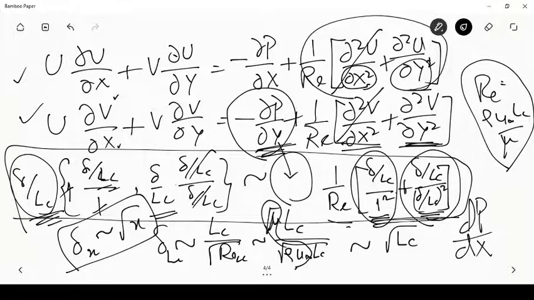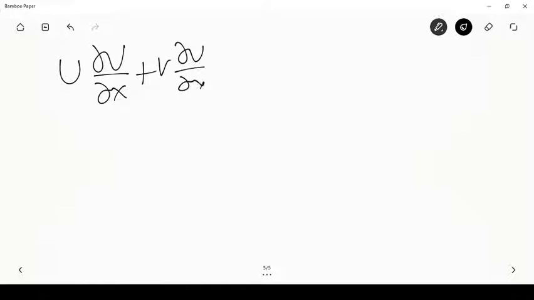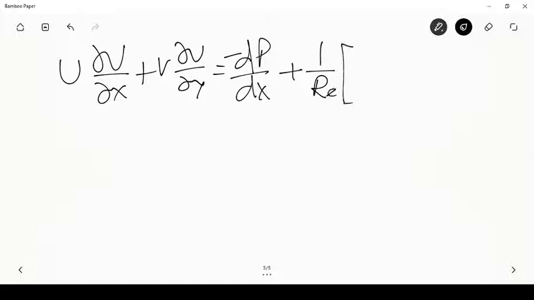So this term is much bigger than this term, so this term can be neglected. If I do that and rewrite the first equation, I'll get u del u by del x plus v del u by del y is equal to minus dp by dx plus 1 over Re times del squared u by del y squared. You are neglecting the del squared u by del x squared.